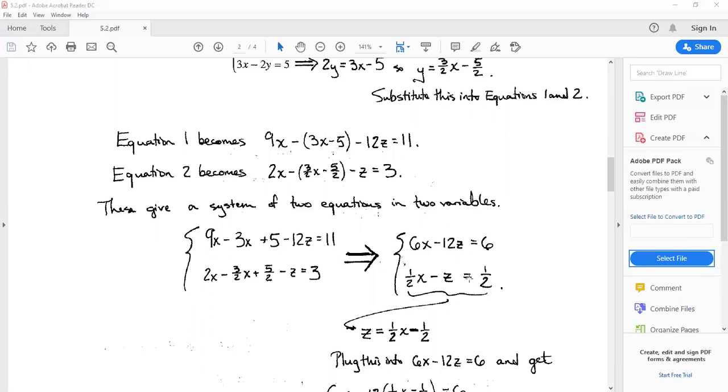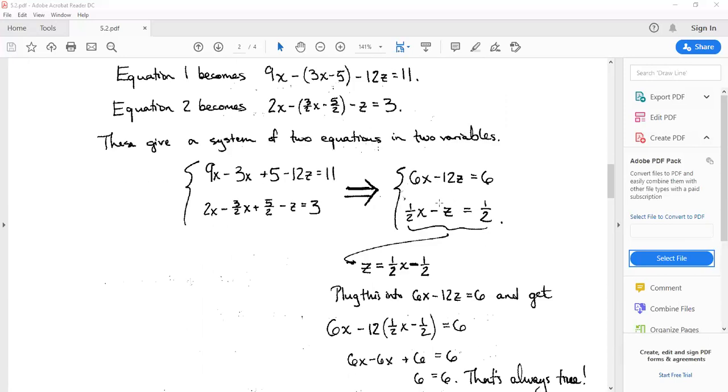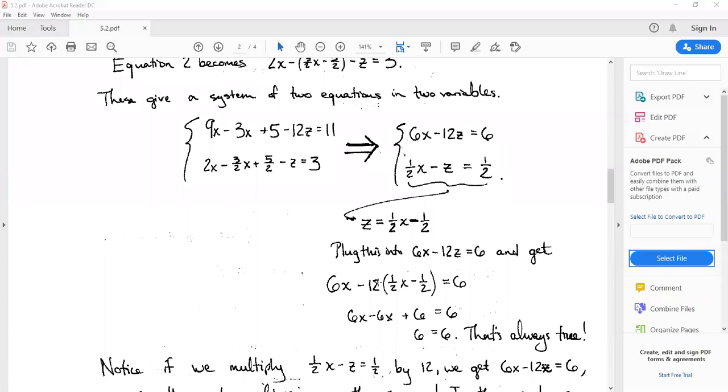Okay, now looking at this equation, we can solve for z. And we can write z is 1/2 x minus 1/2. Now plug this one back into the equation above it, and what do we get? We get 6x minus 12 times the quantity 1/2 x minus 1/2 equals 6. So let's see what's going on there. This gives us 6x minus 6x plus 6 equals 6. So that just says 6 equals 6. But we definitely know that's always true, right?